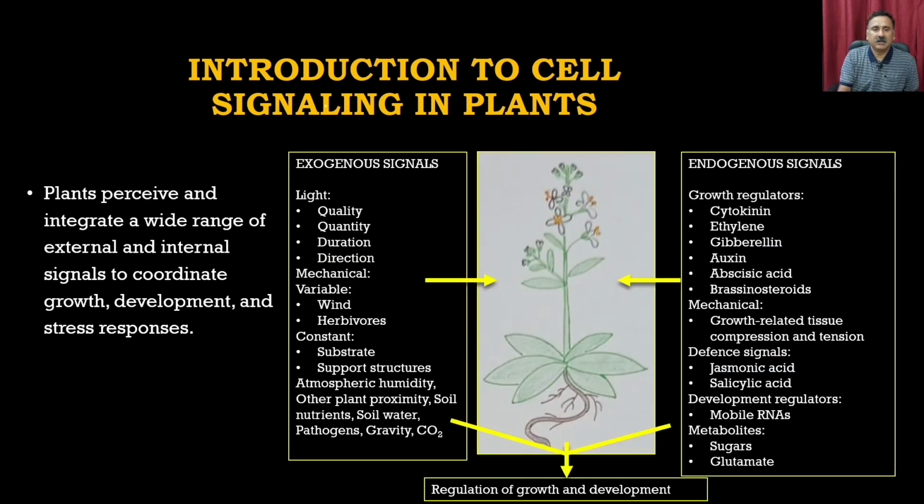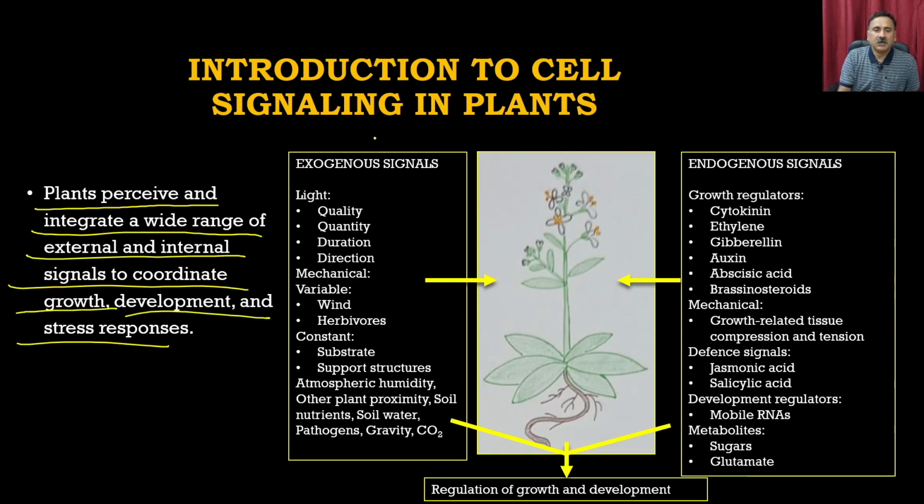Now, talking about cell signaling in plants, right? Plants perceive and integrate a wide range of external and internal signals to coordinate growth, development, and stress response, right? So these are the exogenous signals, these are the endogenous signals. In the exogenous signals, you are going to have the light, the mechanical signals, and then the atmospheric humidity, the other plants, the soil nutrients, the soil water, pathogens, gravity, carbon dioxide, and so on.